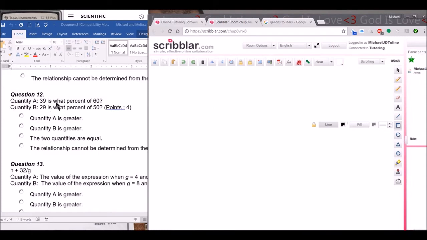This one here: 39 is what percent of 60, versus 29 is what percent of 50. This one is actually not too bad because we can simply use division. 39 is what percent of 60? It's asking what part 39 is of 60, versus 29 is what percent of 50.